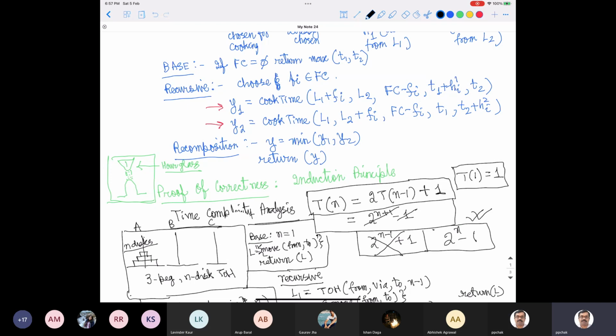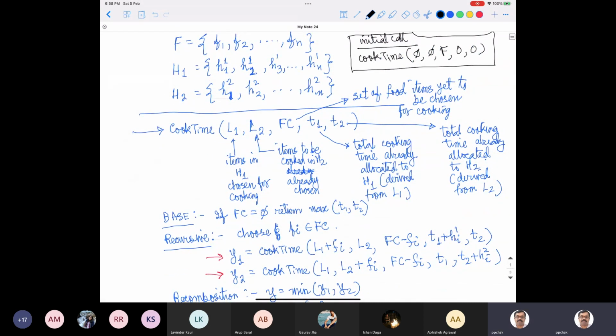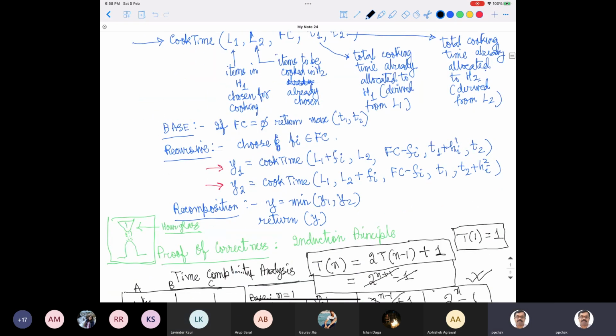Next. We assume it for n, and then we prove. We assume it for, let us say, n minus 1. So, good. Lavinder, we are now assuming that my initial set FC, which has n tasks, if I remove one and call it for n minus 1 tasks, by induction, this method is correct. Okay, sir. Now, what have I done? I have taken this new task and called it onto these two. Once I have called it on n minus 1 tasks for L1 by adding it to H1, the second time I have called it for n minus 1 tasks by adding it to H2. There are only two ways of doing it.